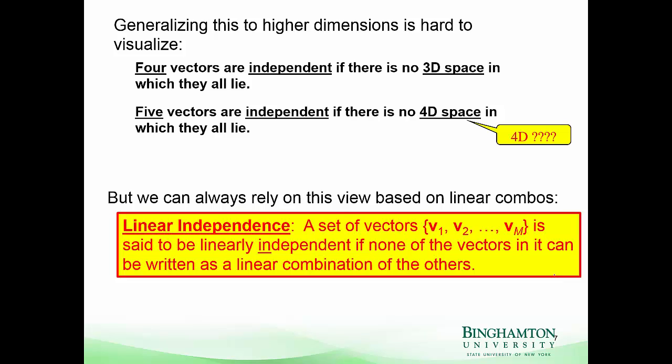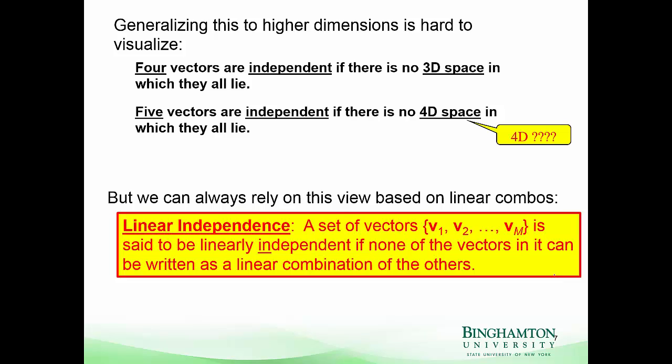So even though we can't visualize this, and that's what makes these ways of expressing independence a little hard to deal with, we can always rely on a more mathematical way to do it. So one way we do it is to say a set of vectors, v1 through vm, didn't say anything about the dimension of the space, so they could be in any dimension space we want. So that set of vectors is said to be linearly independent if none of the vectors in it can be written as a linear combination of the others.